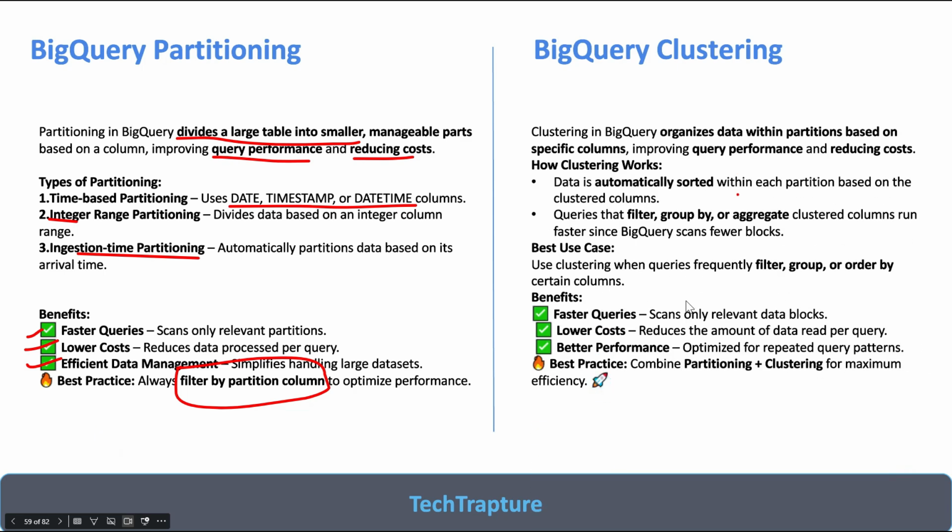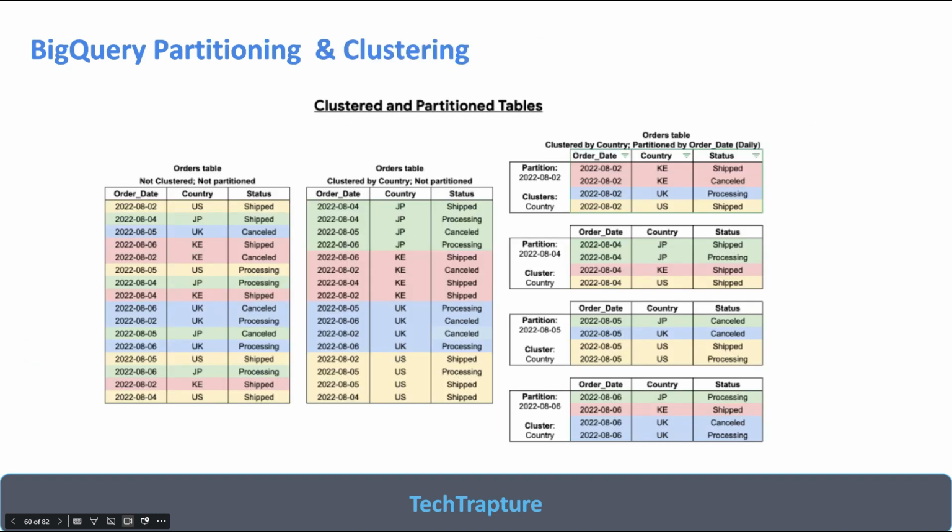Okay, so what will clustering do? It organizes data within the partition based on a specific column. Let me give you an example. Let me just go to the next page, it will give you a clear idea. Okay, so now just take an example here, so you will understand the difference between partitioning and clustering.